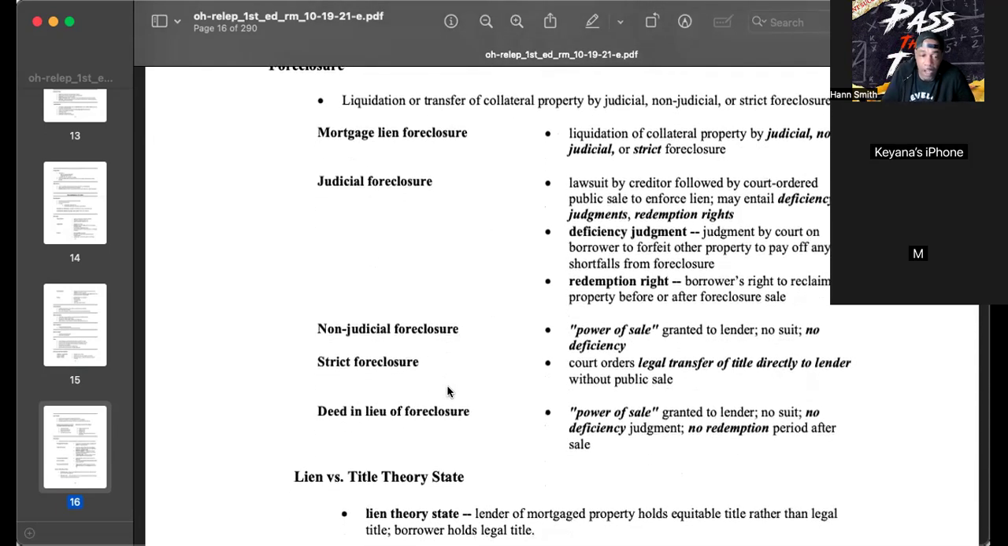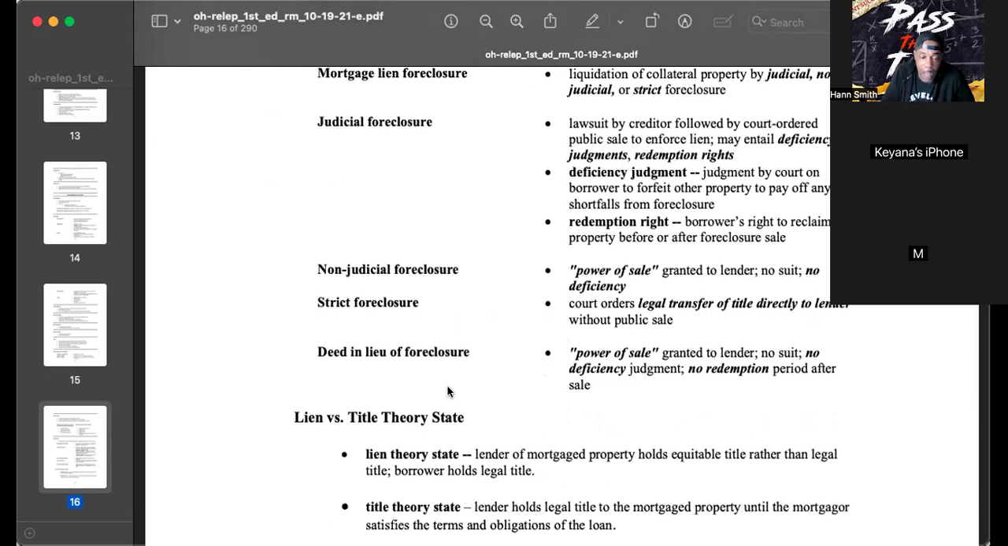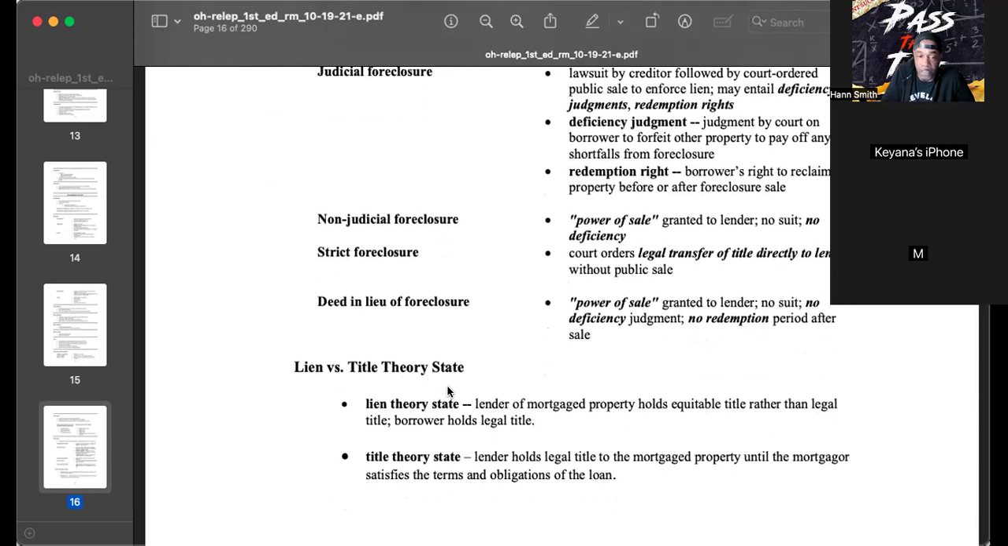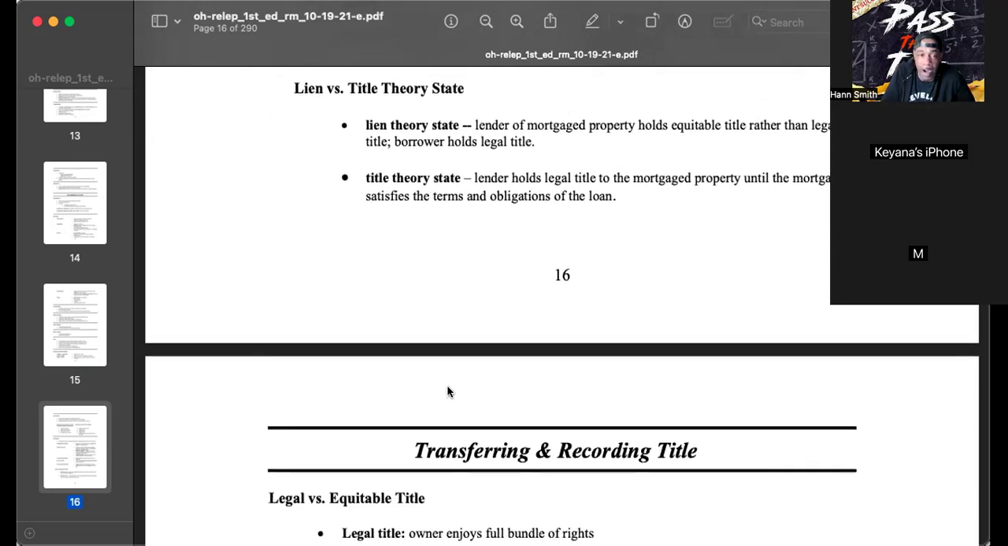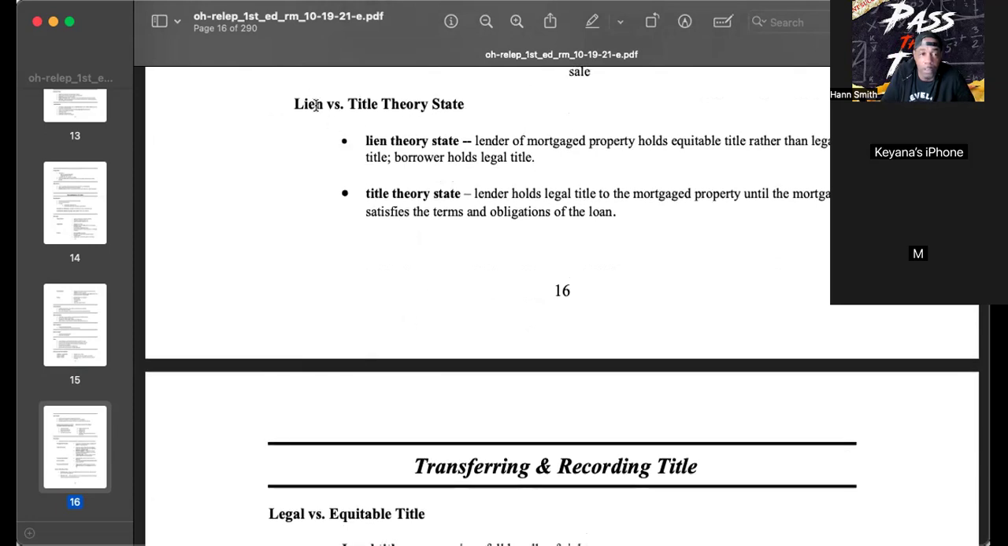All right, foreclosure. There's not really a whole lot in a foreclosure that you need to know. But this next thing is real important. Right here, lien versus title theory state. What it means is in some states, like Ohio, when you mortgage the property it still stays in your name, and you give them a mortgage, right? In some states, though, it doesn't stay in the person's name.